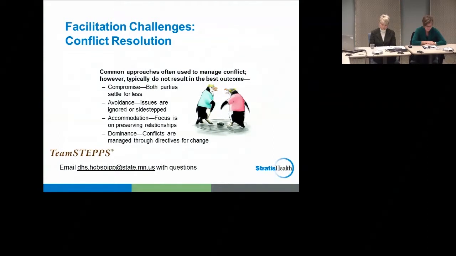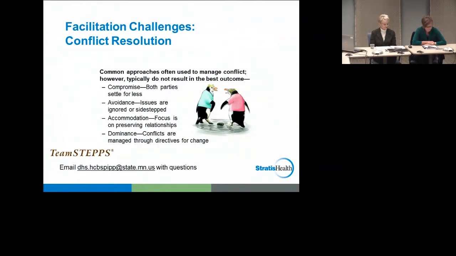Sometimes they work, but typically do not always result in the best outcome. If you think about ways to manage conflict, you can also think about their implications. And here are just a few of them. Compromise is a common way to resolve conflict, but in that instance, both parties settle for something less. Again, that could be the right approach, or it could have other implications. There's also commonly conflict avoidance.